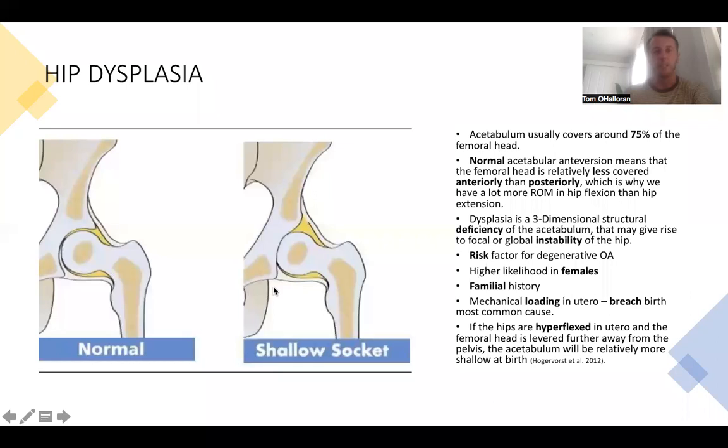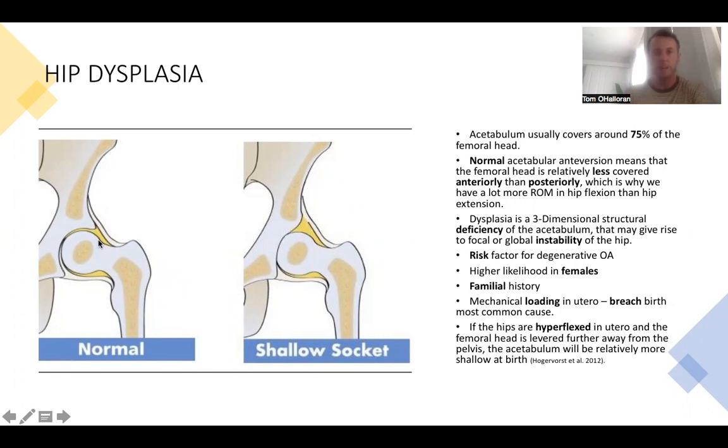So then we've got hip dysplasia, again, it's a big topic. It's not my actual complete expertise, but you can kind of tell when someone has that dysplasia. They're kind of hypermobile through the hips. They've got heaps of range. Basically, a normal hip acetabulum will cover about 75% of the femoral head. In dysplasia, there's massive undercoverage as well.